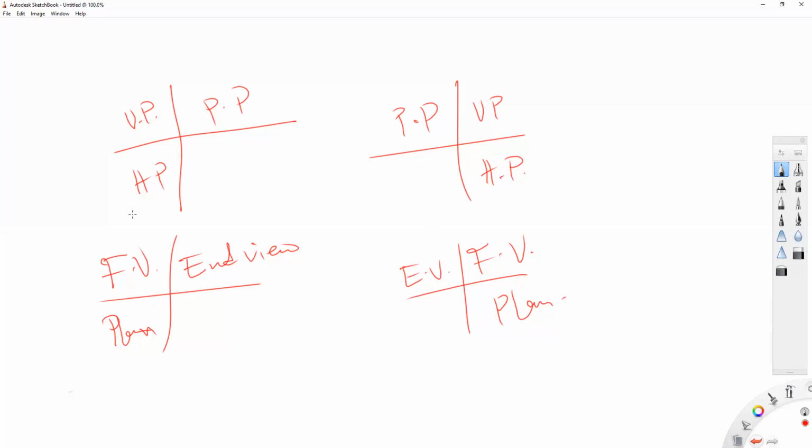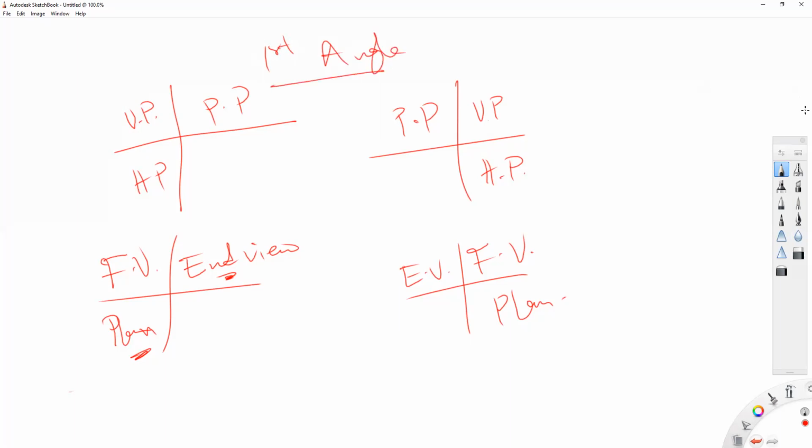All right, so these are first angle projection. So we have the front view always on top of the plan. And then the end view at either the right side or the left side of the front view. Are we okay? Then, so this one will be, let's say, the first angle.